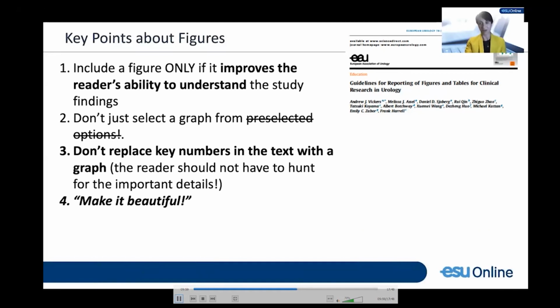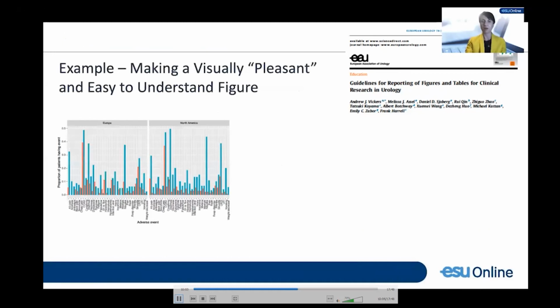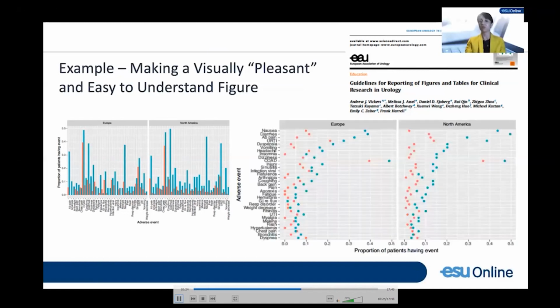I think that's something that Andrew Vickers says in his guidelines for reporting of figures and tables from his paper here. And I think it's really important because it can be hard when you're looking at a table such as this, which is looking at differences in outcomes in 2 clinical trials across 2 different regions. One can look at this and see a bar graph with 2 different colors, but one can't really interpret the differences between the 2 groups. This is a much more efficient way.